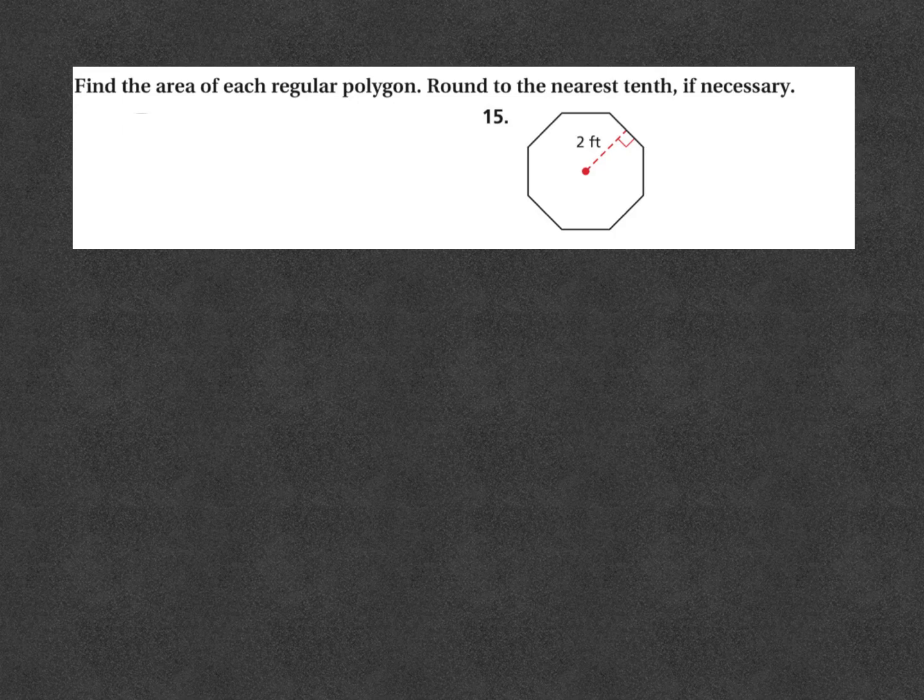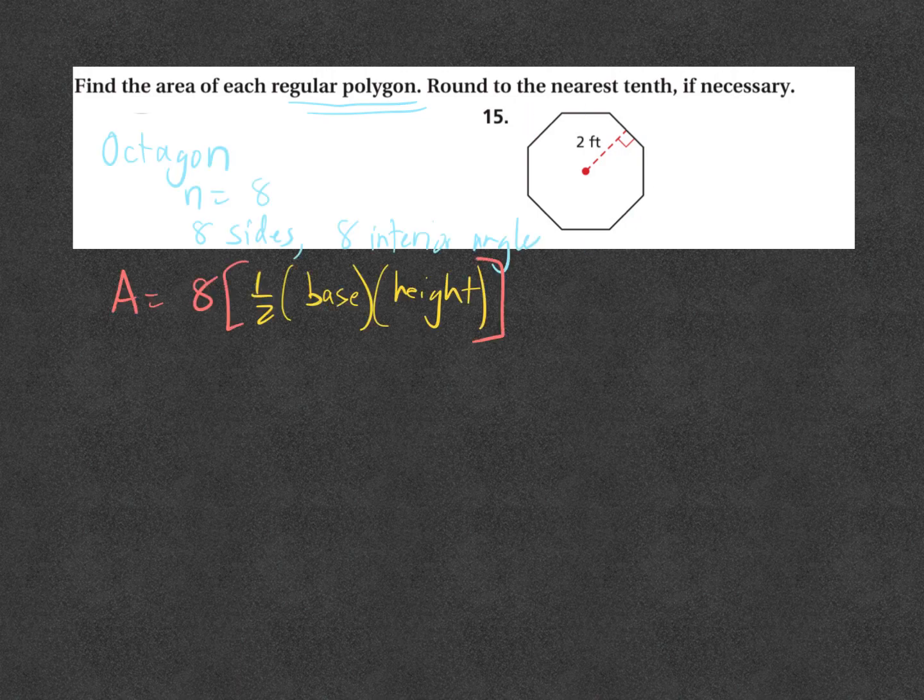So first, if it doesn't tell you what kind of polygon it is, then count the sides. 1, 2, 3, 4, 5, 6, 7, 8. So it is an octagon, and n is 8, meaning there are 8 sides and 8 interior angles. And the area of this regular octagon will be the area of 8 triangles, which is 8 of these.